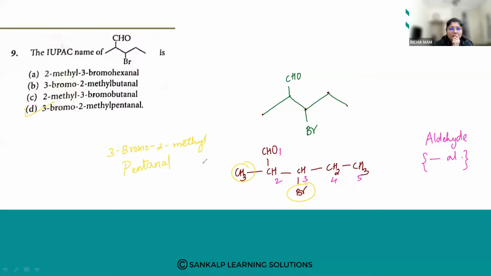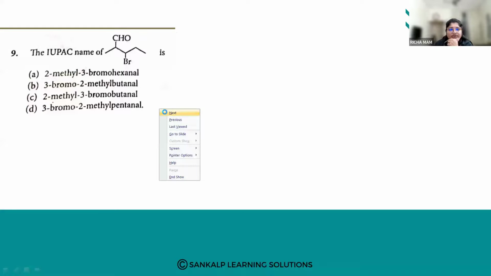Okay, understood? So here we are considering aldehyde as the parent. We have this as our parent chain. Then these are the substituents, for which we follow the alphabetical order, and then the suffix is al. Fine. Let us go for the next one.